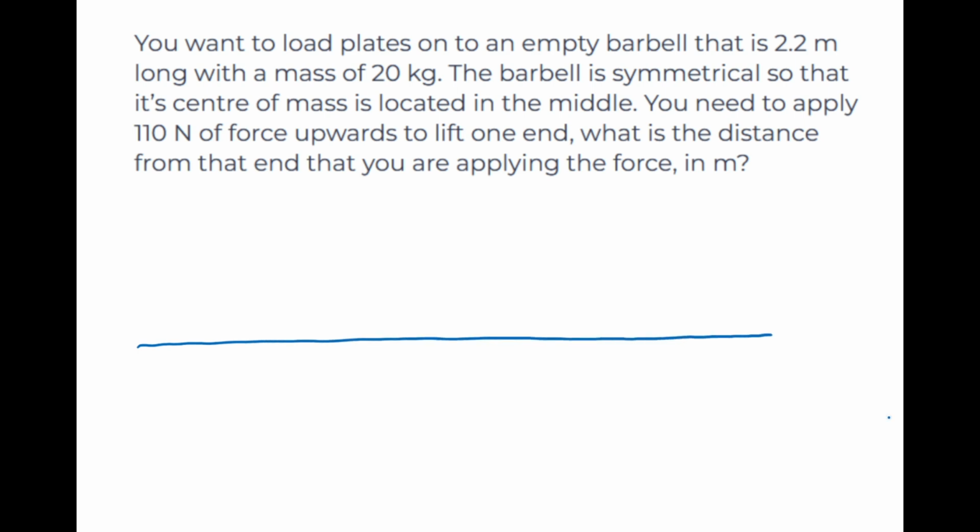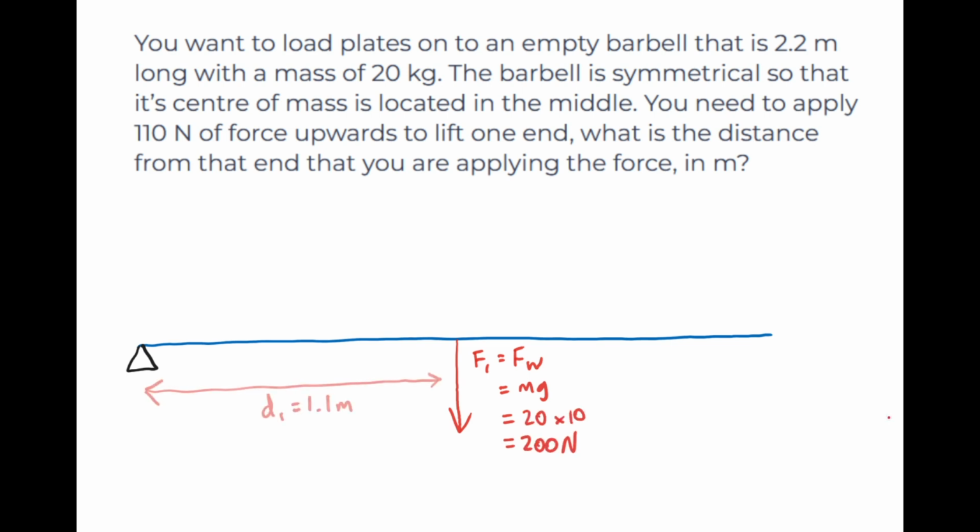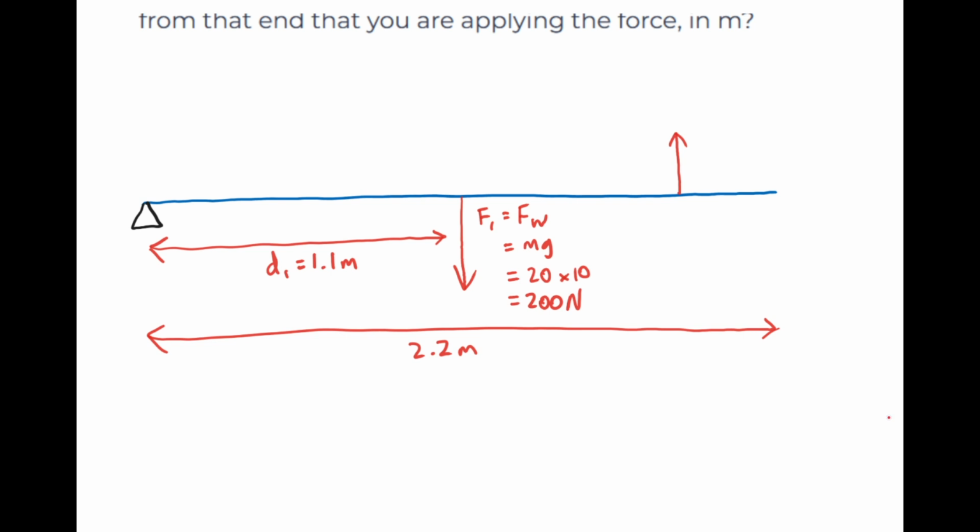Let's draw this out. The line represents the barbell. The triangle will represent the fulcrum. The weight force of the barbell will act downwards through the center of mass, located at the midpoint of the barbell. Let's call this force 1. Weight force is equal to mg, so 20 times 10 is equal to 200 newtons. d1, the distance from the fulcrum to force 1, is half of the length of the barbell, so d1 equals 1.1 meters.